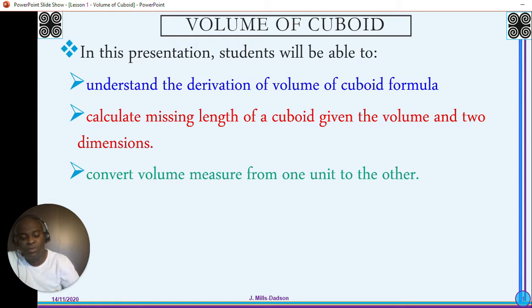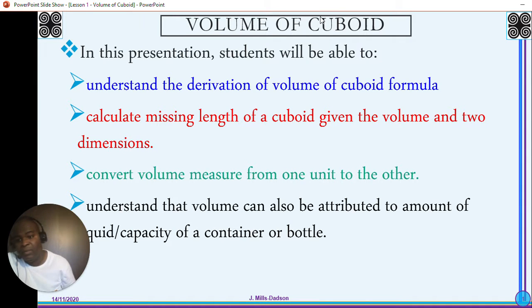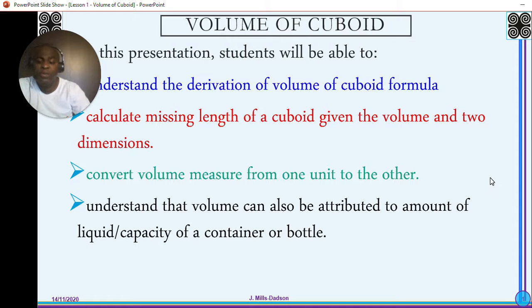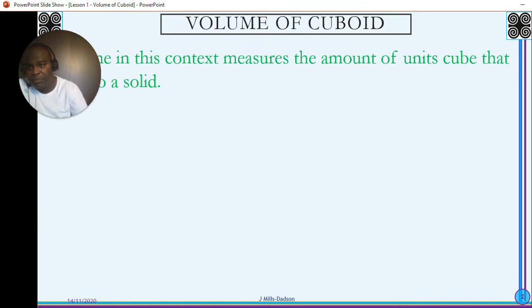We'll also talk about how to convert measures of volume from one unit to the other, and also understand that volume can also be attributed to the amount of liquid or capacity of a container, and also solve exam style questions.